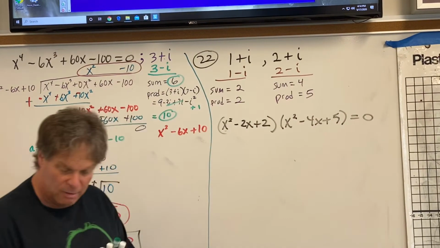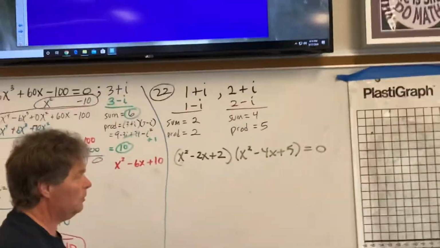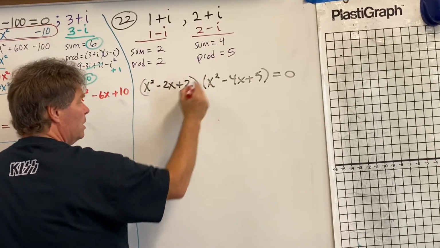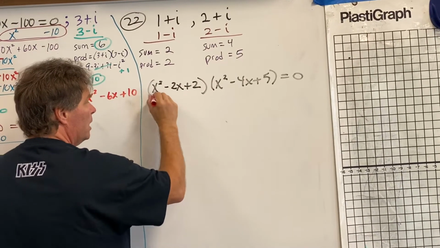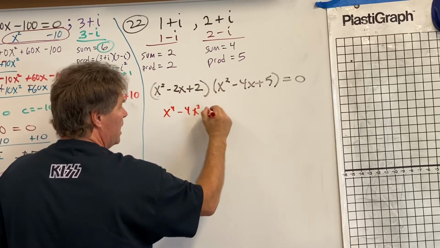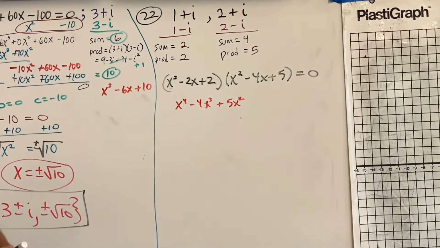And then the worst part of it is, now you have to multiply all that garbage together. So here's how you do it. x squared times this, this, this. So x squared times x squared is x to the 4. x squared times minus 4x is minus 4x to the 3rd. x squared times 5 is 5x squared, okay? That's x squared times everything.